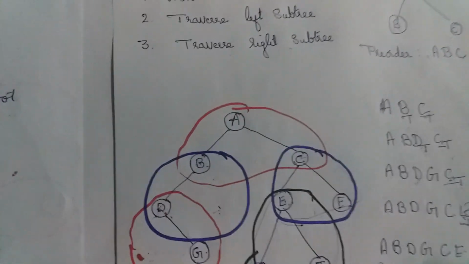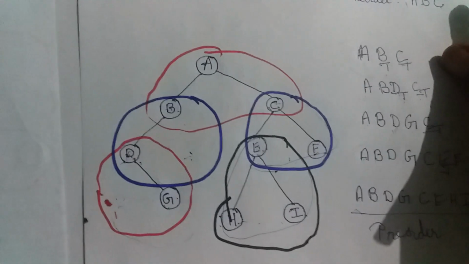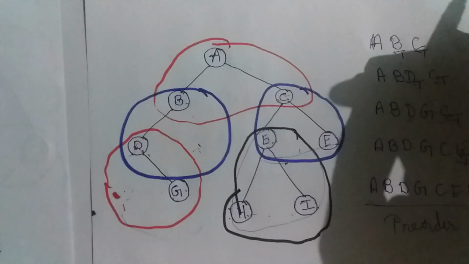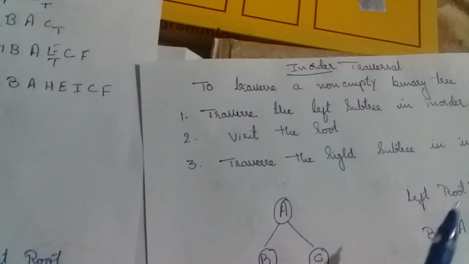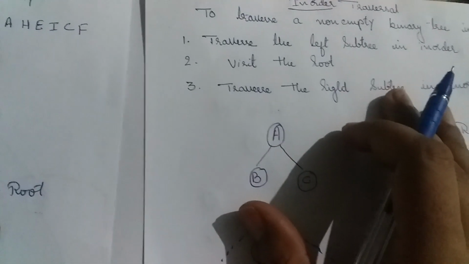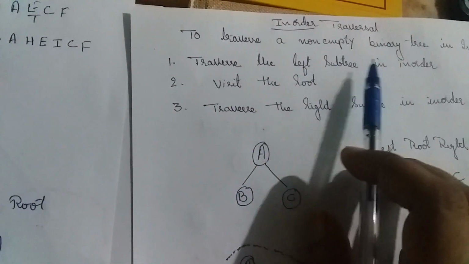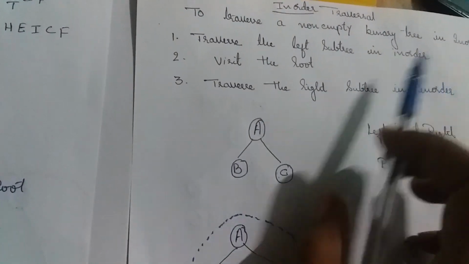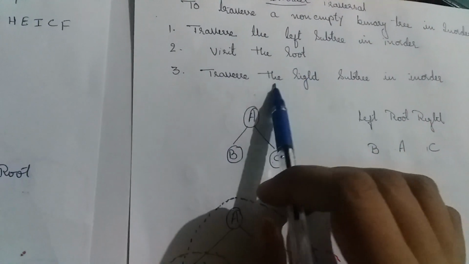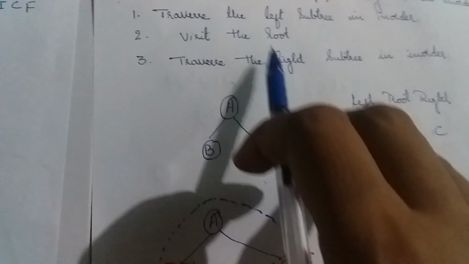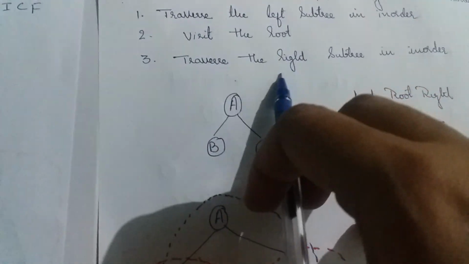Now what is pre-order traversal? Pre-order traversal is nothing but visiting the root, left and right. Then we have the in-order traversal. In-order traversal is to traverse a non-empty binary tree in order. First, traverse the left subtree in order, visit the root and traverse the right subtree in order. That is, here the steps are left, root and right.